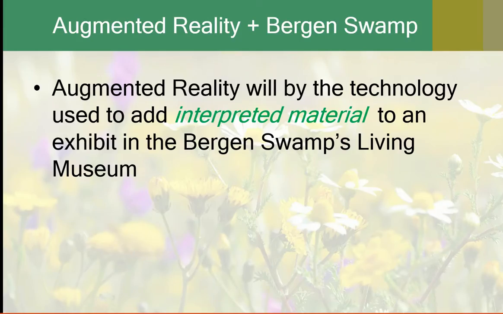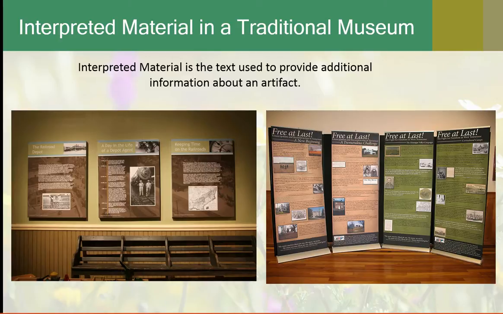Okay, so augmented reality is what I'm going to use to add interpretive material to the exhibit in the Virgin Swamp. So here's a traditional museum. The interpretive material is that text that supplements the artifact, and it's to inform the visitor, right? So on the left, the railroad depot, there's usually that first poster will tell the story, begin to tell the story. The second poster provides facts, right?